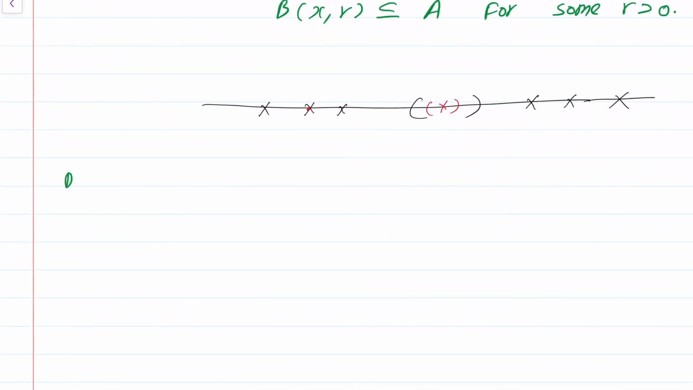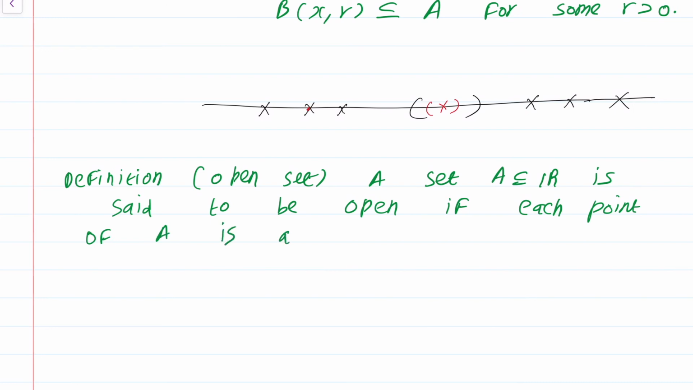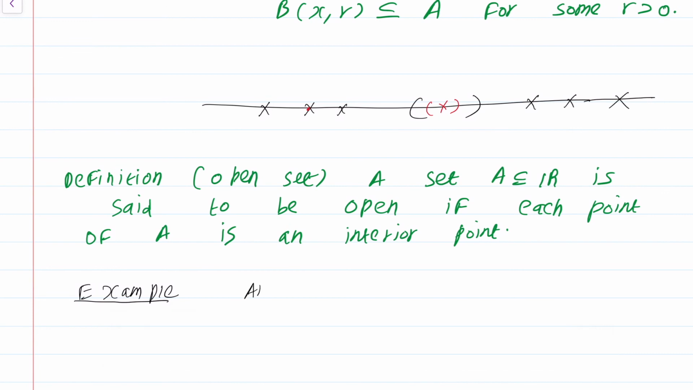Next definition of an open set. A set A subset of R is said to be open if each point of A is an interior point. Okay, let's give one example at least. Example: any open interval (a, b) is an open set.